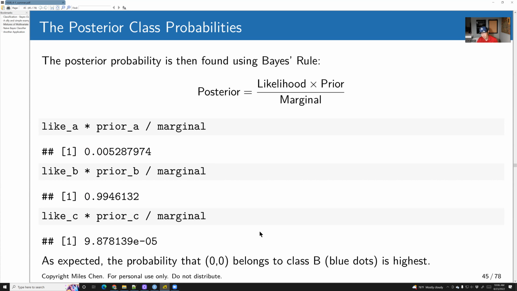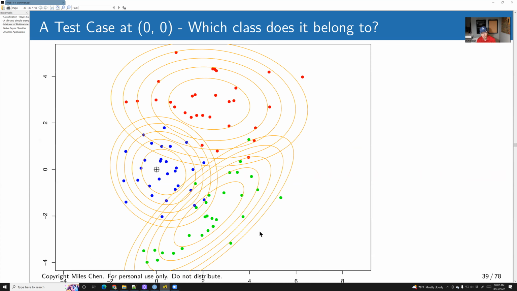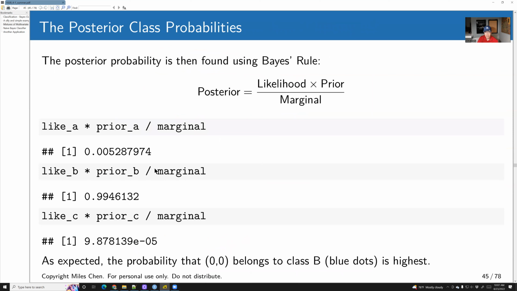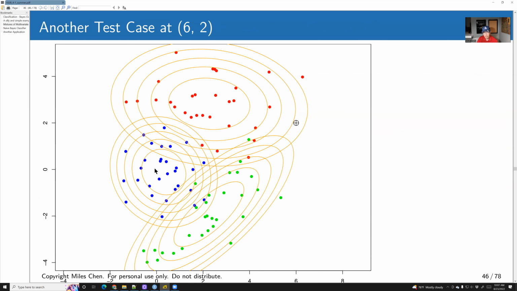And that aligns with what our visual inspection says. If you see a dot here, what class do you think it belongs to? We would all say, yeah, it's got to be class B, the blue one. Okay, let's try out this one. Here I've got this dot over here. Do you think it's class red or do you think it's class green?